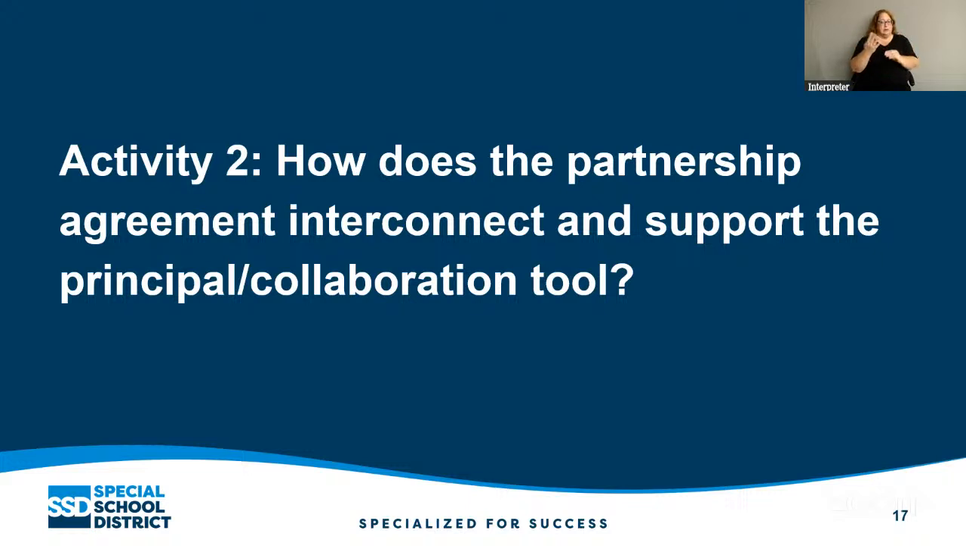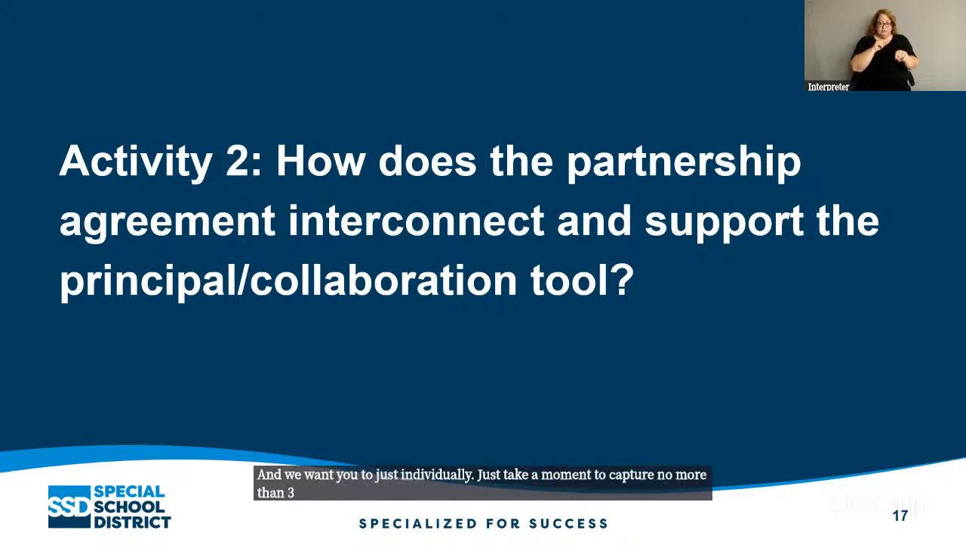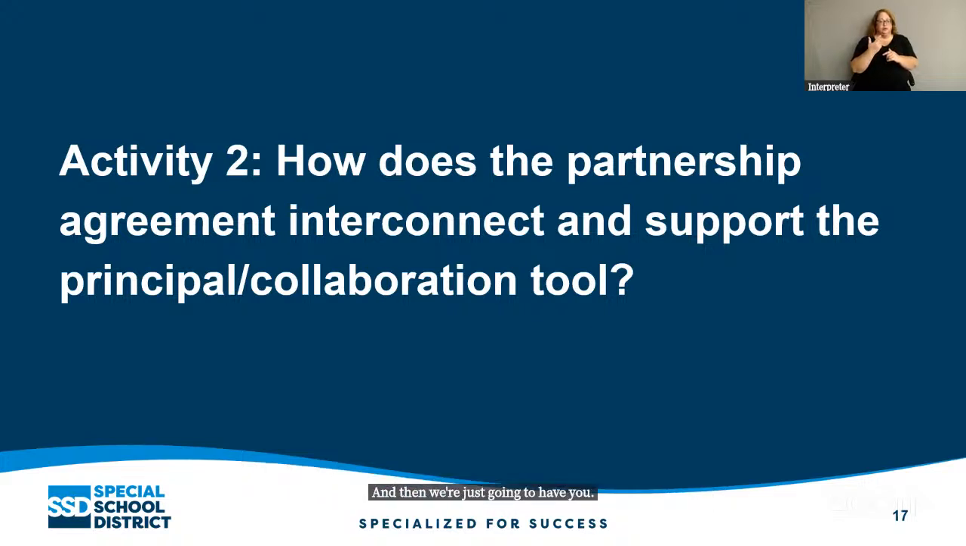Take a look at slide 14, as well as slide 7 and 14. How do you see connections in these areas? We want you to individually take a moment to capture no more than 3 responses, and then capture that information in a group of 2. We're only going to spend about 2 to 3 minutes on this activity once we go up, okay? Are you all clear? Slide 7, slide 14. What connections do you see, and how do you see the partnership agreement supporting the collaboration tool?